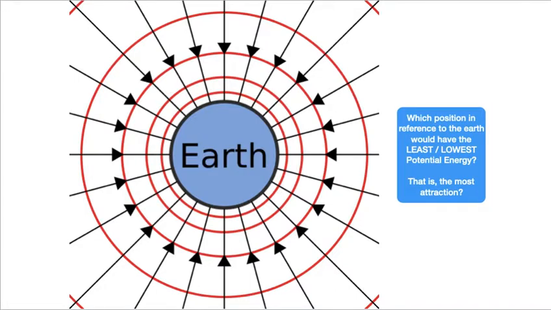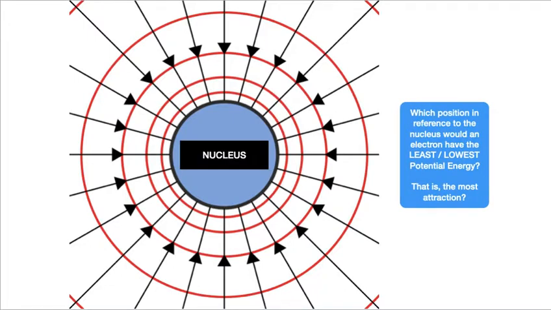Again, in reference to the Earth, which position would be associated with the lowest possible energy? That is the greatest attraction to the Earth. Of course, it would be the position that would be closest to the Earth. And again, in reference to the nucleus, which position would be associated with the lowest possible energy? That is the highest attraction. It would of course be the position that would be closest to the nucleus.